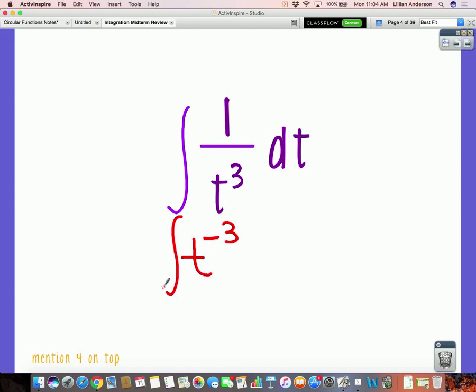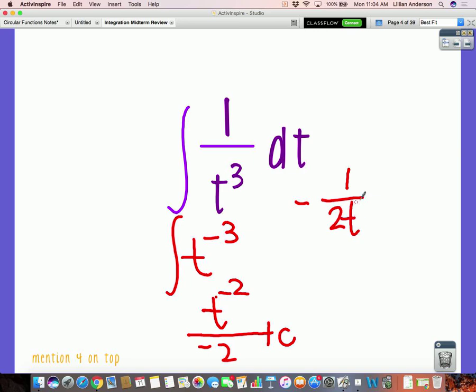So when you add 1, that becomes t to the what power? Negative 2. You divide it by a negative 2, and then you have a plus c there. But you can't leave it with a negative in the exponent, so what do you do? You bring that down, so it becomes 1 over negative 2, or negative 1/2 t squared plus c. And that would have been your answer.